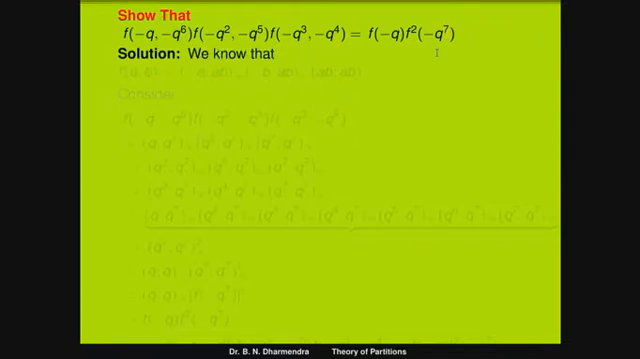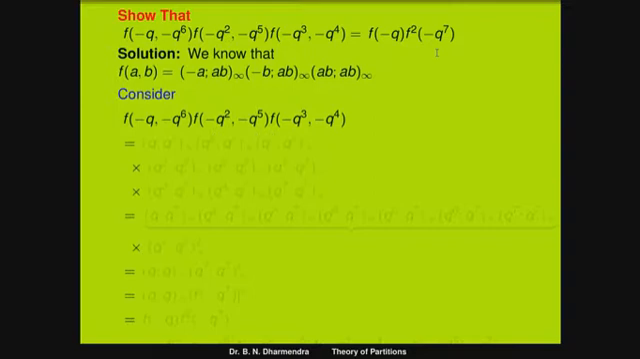The solution, we know that again by using Ramanujan's theta function in terms of the Jacobi triple product identity, that is f of a, b is equal to minus a, ab infinity, minus b, ab infinity, ab, ab infinity. Here also we have to consider the terms of the LHS, that is f of minus q to the power of 6 into f of minus q square, minus q to the power of 5 into f of minus q cube, minus q to the power of 4.